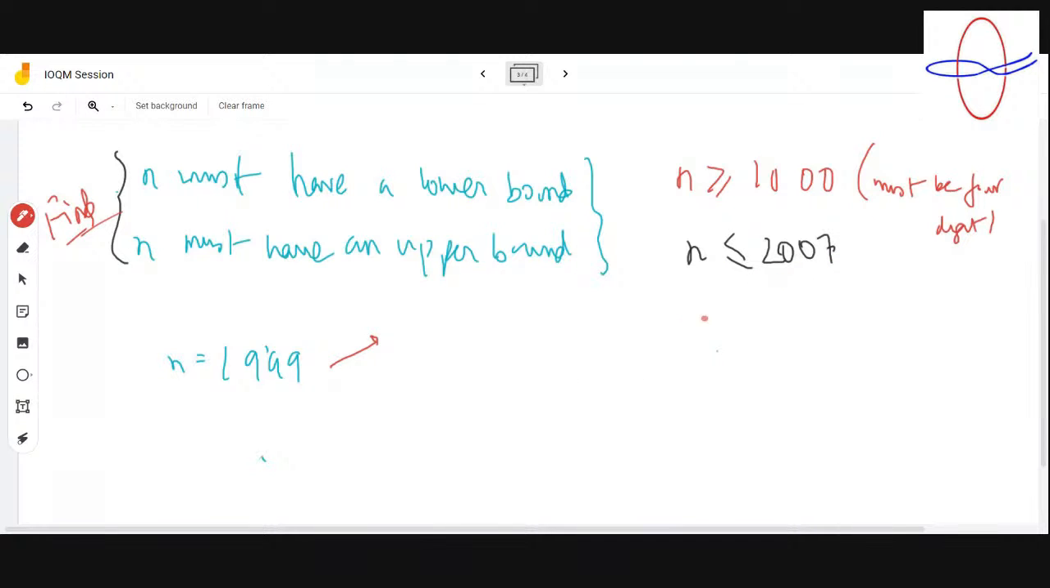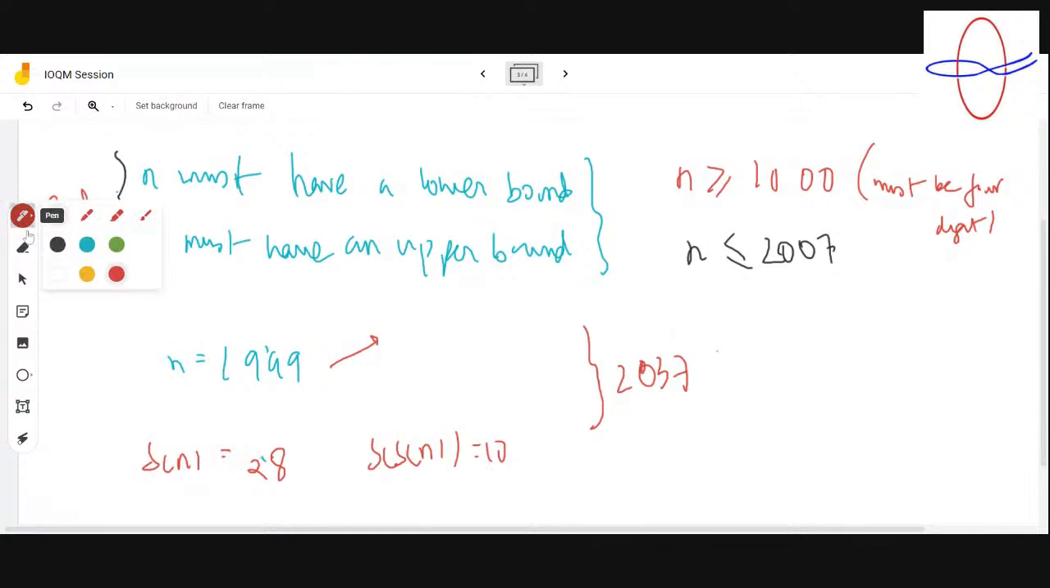Let's say n equal to 1999. In that case, observe that S of n is 28, and S of S of n is 10. So what we are getting, n plus S of n plus S of S of n, is 2009 plus 28, that's 2037. Which is not going to work because the sum is 2007, right? That's it. So therefore n must be less than or equal to this, of course.